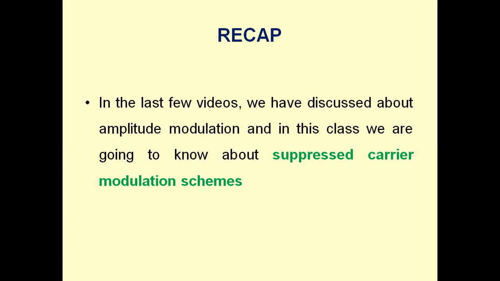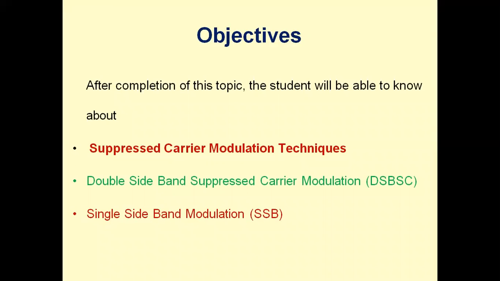Amplitude modulation is the process in which amplitude of the carrier is varied in accordance with the amplitude of message signal. Now we will say about the variations of this amplitude modulation known as suppressed carrier modulation schemes. So after completion of this lesson, the student will be able to know about suppressed carrier modulation schemes. In that we will study about double sideband suppressed carrier modulation, DSBSC, and single sideband modulation, SSB.